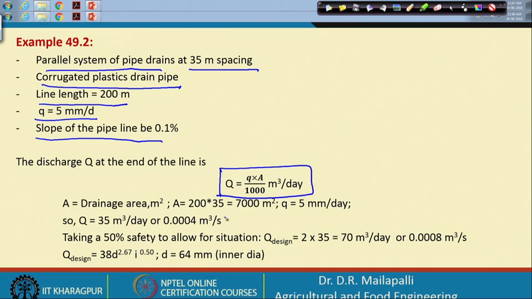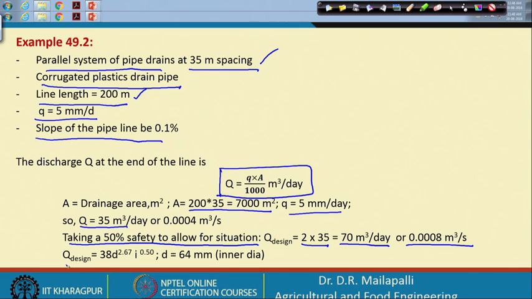So, substituting the area, the 200 meter pipe length and 35 meter spacing gives 7000 meter square, with small q as 5 mm per day. In order to convert to meters, you divide by 1000. So, now Q is equal to 35 meter cube per day. Now, taking 50% safety to allow for siltation, 35 by 0.5, that will be 2 into 35, which is 70 meter cube per day. This is the design Q.